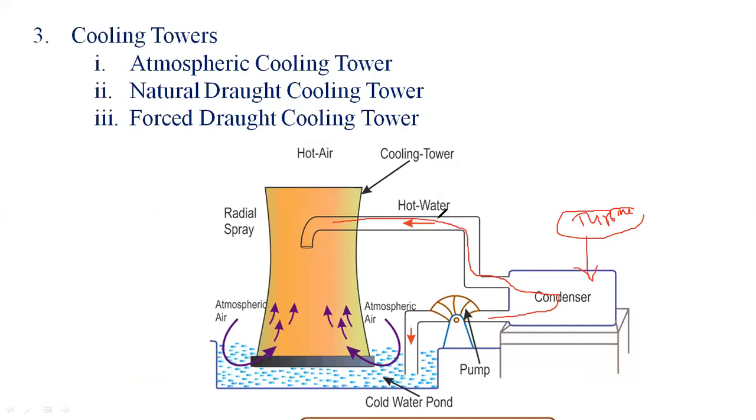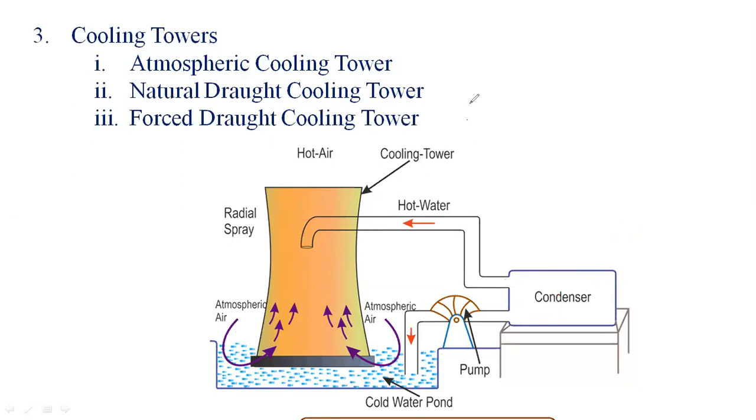Now, at the top of the cooling tower, the hot water is allowed to fall over the layers, that is the water is spreading slowly. At the bottom, the atmospheric air is entering. Due to the flow of air, the temperature of the water particles is minimized, and at the outlet of the cooling tower, the hot air is coming. Again, this water is fed to the fed water pump and circulated to the boiler through the economizer.